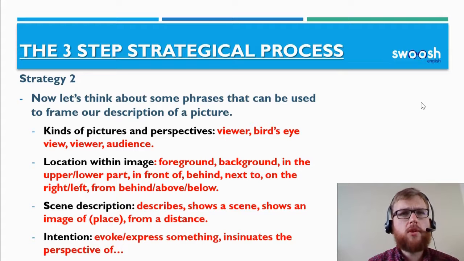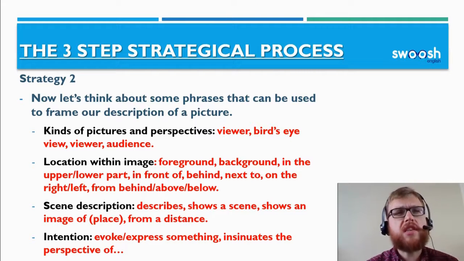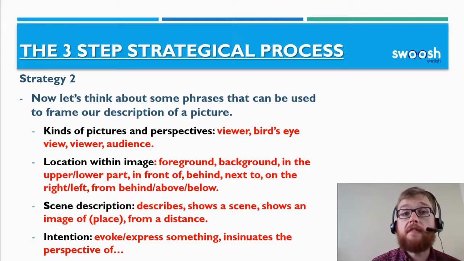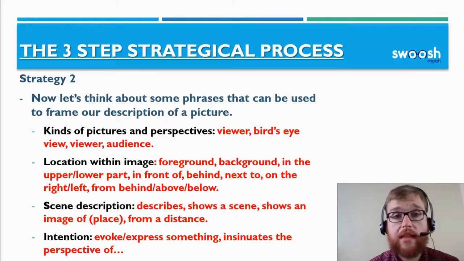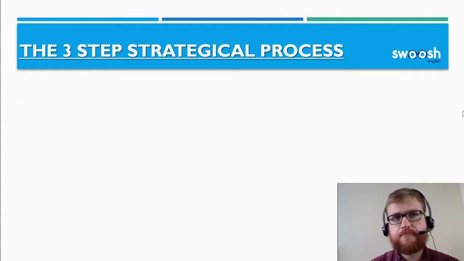And then finally, if we want to talk about what the picture says to us, what emotions we get out of it, we can use some flowery language such as evoke, express something, insinuates the perspective of. So get comfortable using some of these phrases and use them on repeat throughout this task. If you get used to using a few of these responses, then use them again and again. You don't necessarily have to be too varied, but you do obviously want to be quite flexible and versatile in your response. So think about mastering as much of this language and vocabulary as you can.